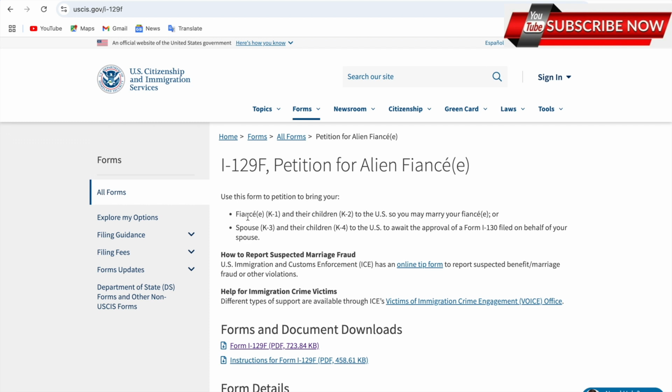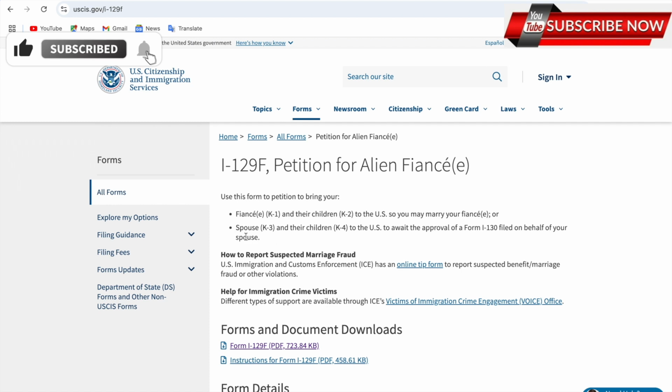So fiancé, you are yet to marry. Spouse, already married. So this form is for fiancé, the K-1 and K-2. The K-2 is if you are bringing your children along. So if you want to bring your fiancé and your children along with them, this is what you fill. But if you want to bring your children later on, it's still the K-2 category.